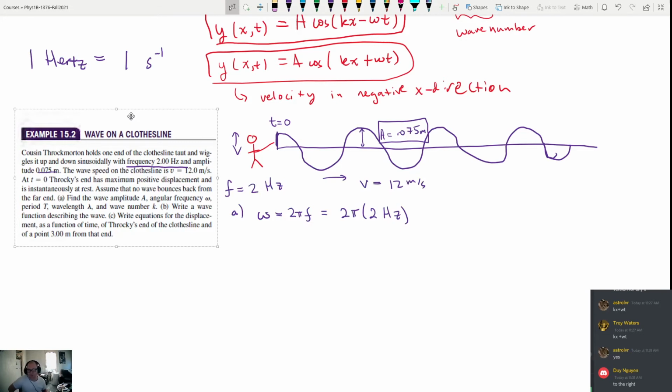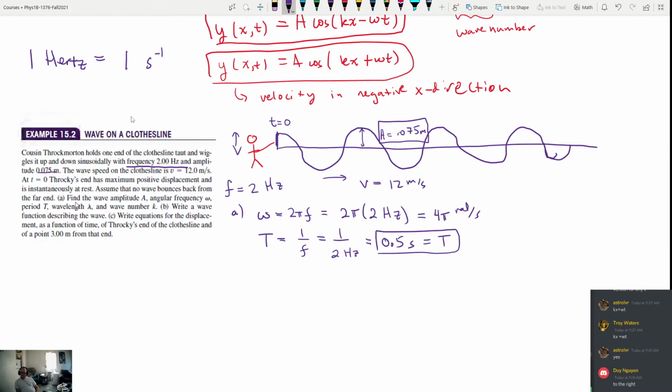Okay, so that's the angular frequency. It's going to be 2 times 2 pi, so that would be 4 pi radians per second. The units for this are radians per second. Okay, next we want to find the period T. To find the period T, you just take 1 over the frequency, so 1 divided by 2 hertz. The units for period are seconds, so this is going to be 0.5 seconds. That's what the period is.